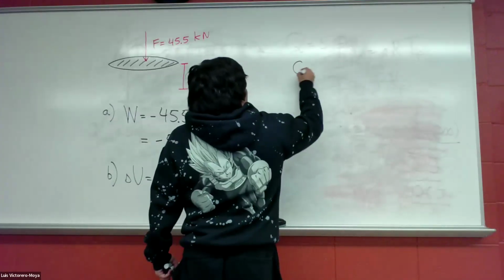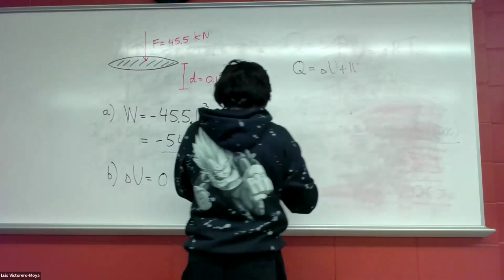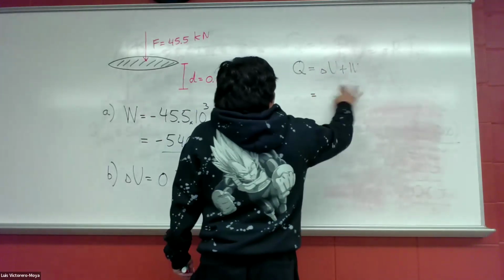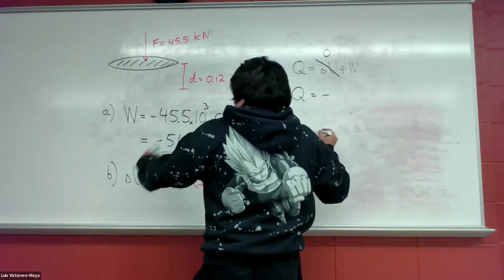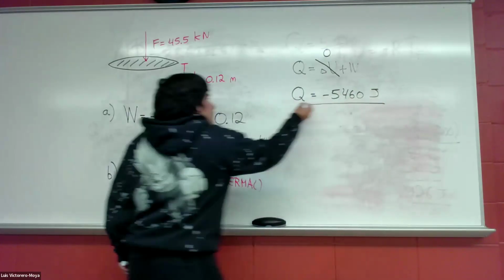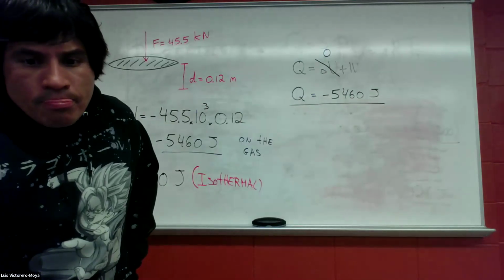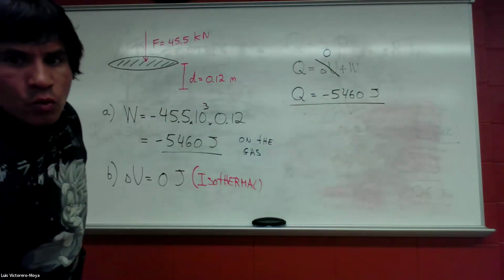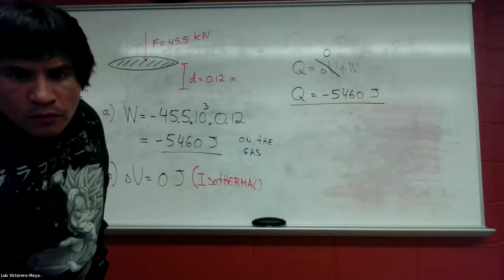Q equals delta U plus W. Delta U is 0. Q is negative. Here you are. That's your Q, that's your delta U, and that's your work. There. For that problem.